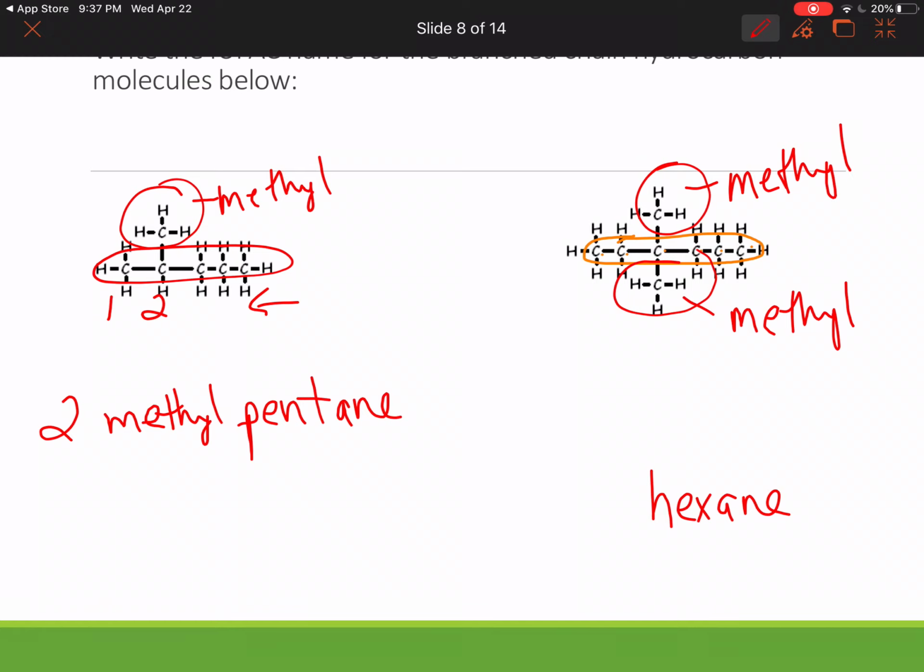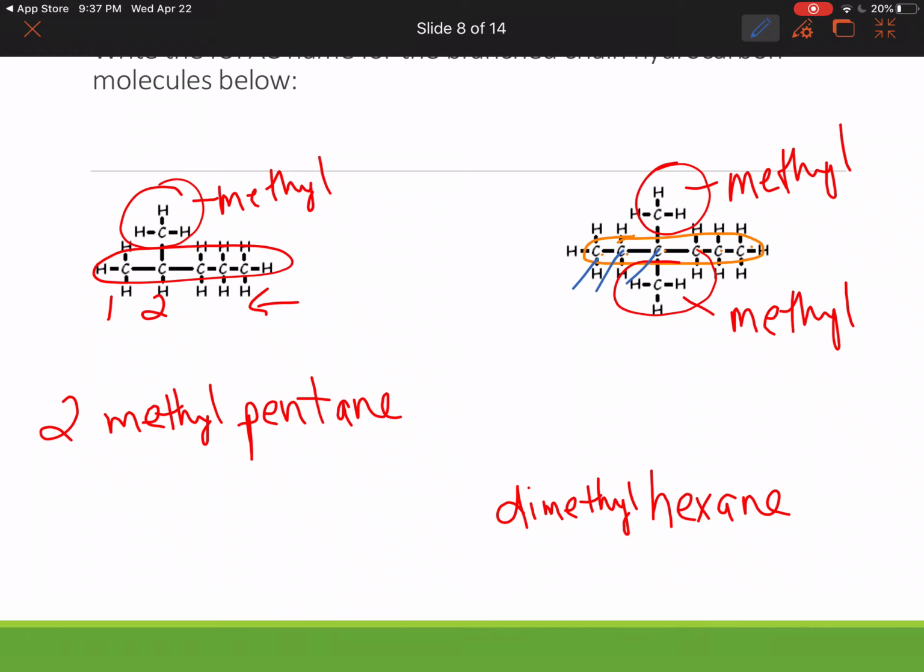All right, so how many methyls? I got 2. So dimethyl. So this is dimethylhexane. I can't stop there. I have to identify what number. So I'm going to count 1, 2, 3. Yep, I got them on there.